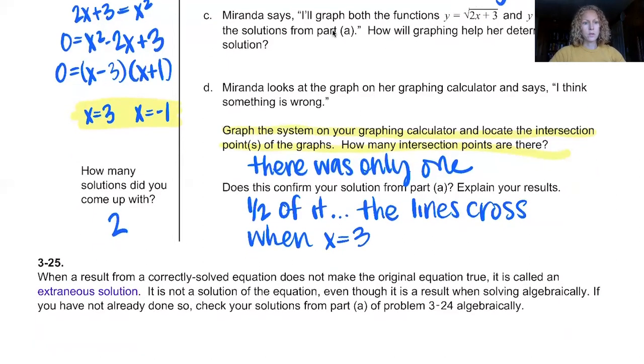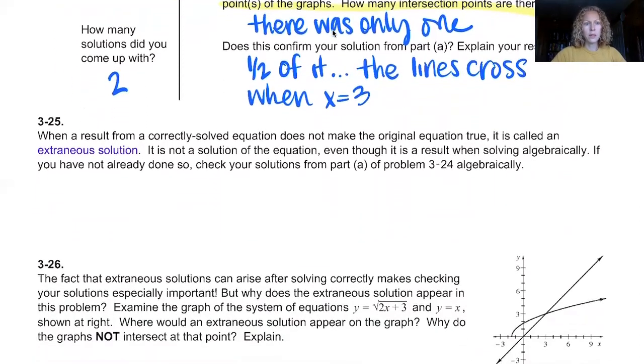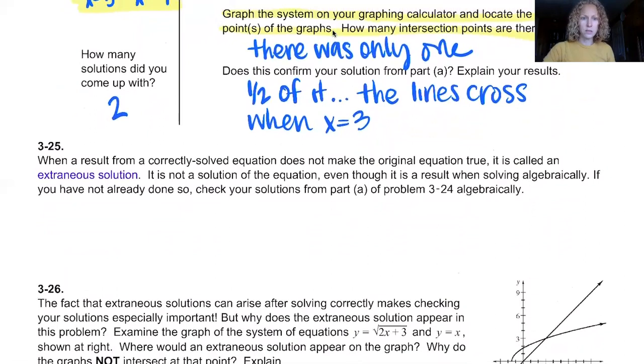Okay, so let's talk about this. Why this happens, because this is going to happen in the future. When a result from a correctly solved equation does not make the original equation true, it's called an extraneous solution. We've talked about those in the past. It's not a solution of the equation, even though it's a result when you solve algebraically.